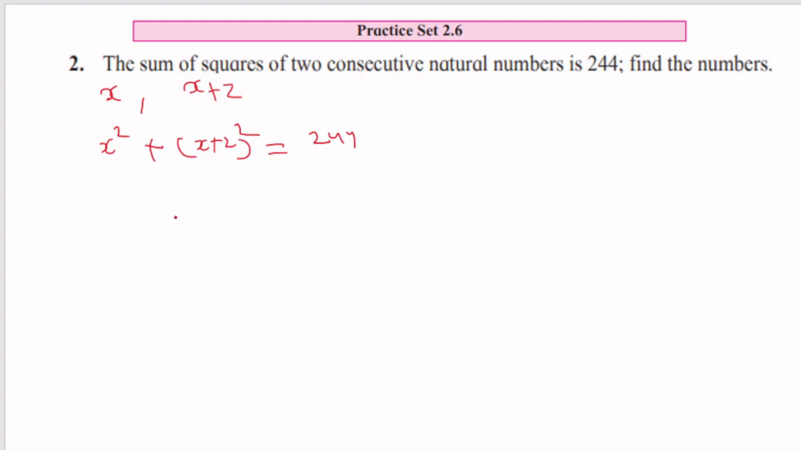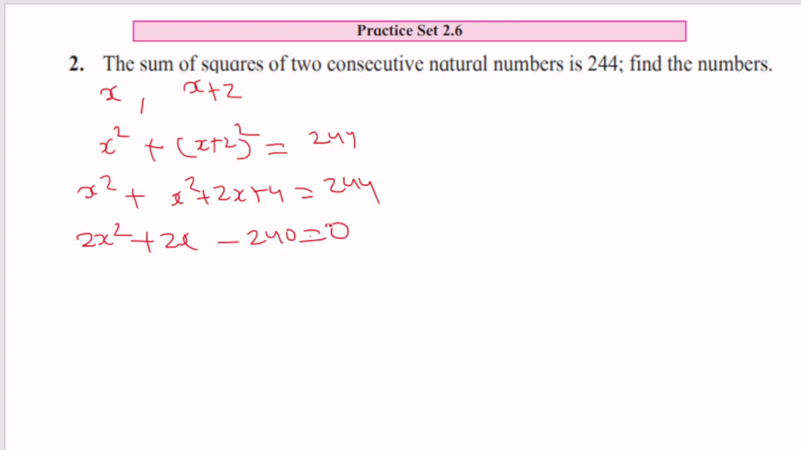Now you have the equation. You need to solve this equation. x squared plus, opening the bracket, x squared plus 2x plus 4 is equal to 244. Take 244 to the left-hand side. So 2x squared plus 2x minus 240 equals 0. So simplify, divide throughout by 2. So it will be x squared plus x minus 120.